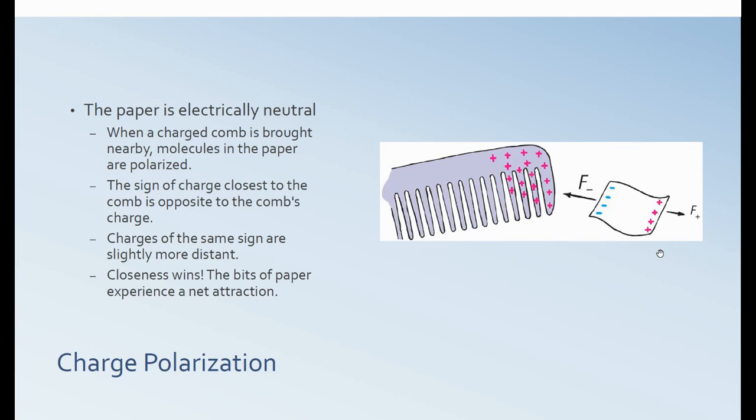Now, the negative charges are going to be closer in each atom of the paper. The negative charges are going to be closer to the comb than the positive charges. And remember, when we talked about the attraction of charges, the closer the charges get, the stronger they are. So the closeness is going to win here, and the bits of paper will be attracted to the comb and stick to your comb.